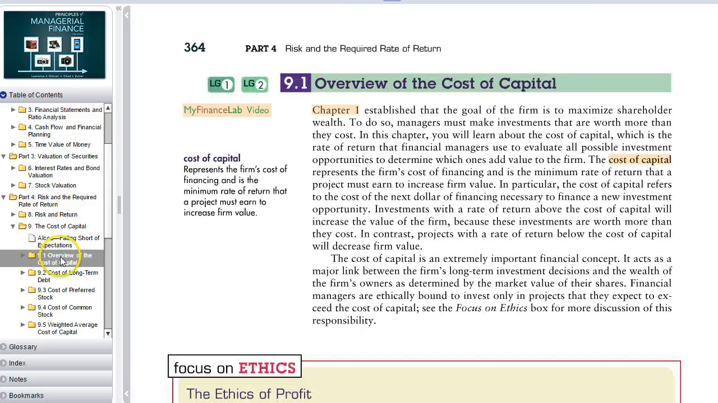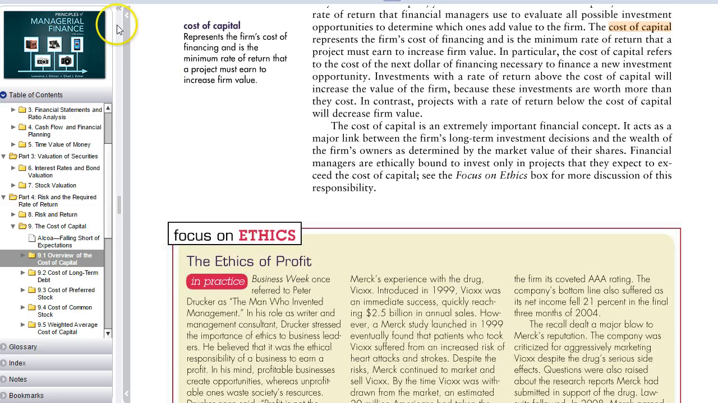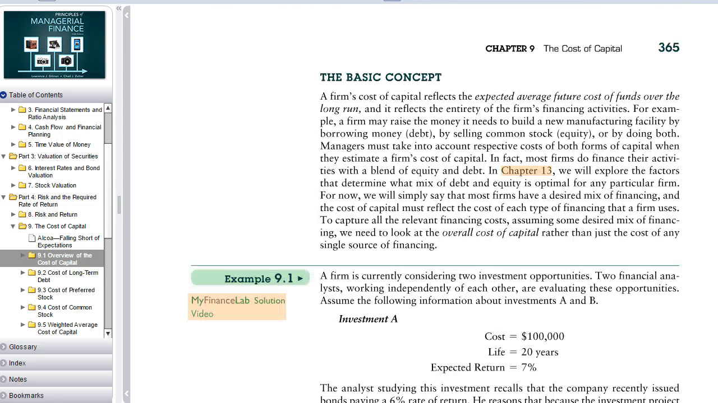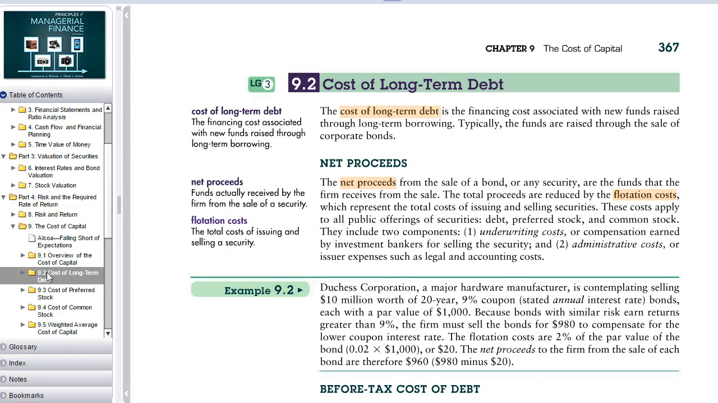So, of course, this chapter does a good job of reviewing the cost of capital. What is the concept of the cost of capital? What does that mean? Where are the costs coming from? And we specifically looked at the long-term cost of debt and explained how that is calculated. Talked about net proceeds and flotation costs, the different aspects of that long-term cost of debt.